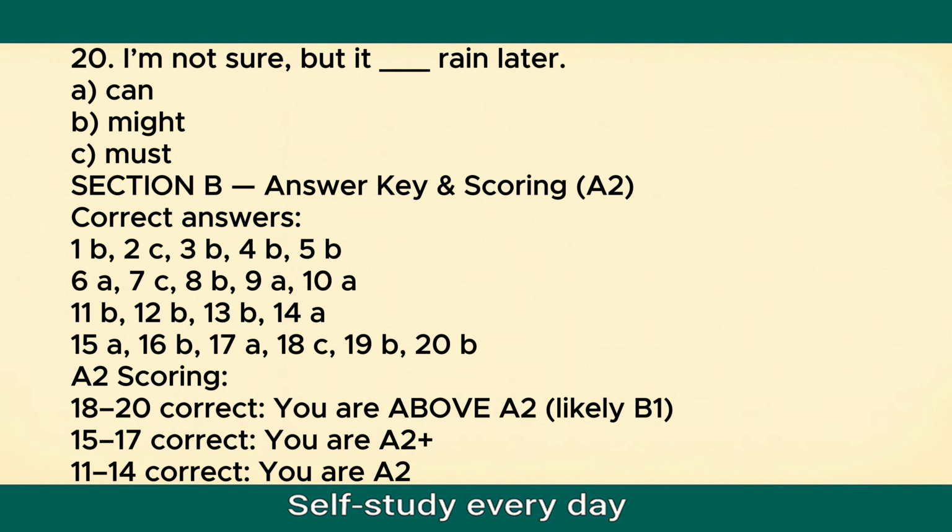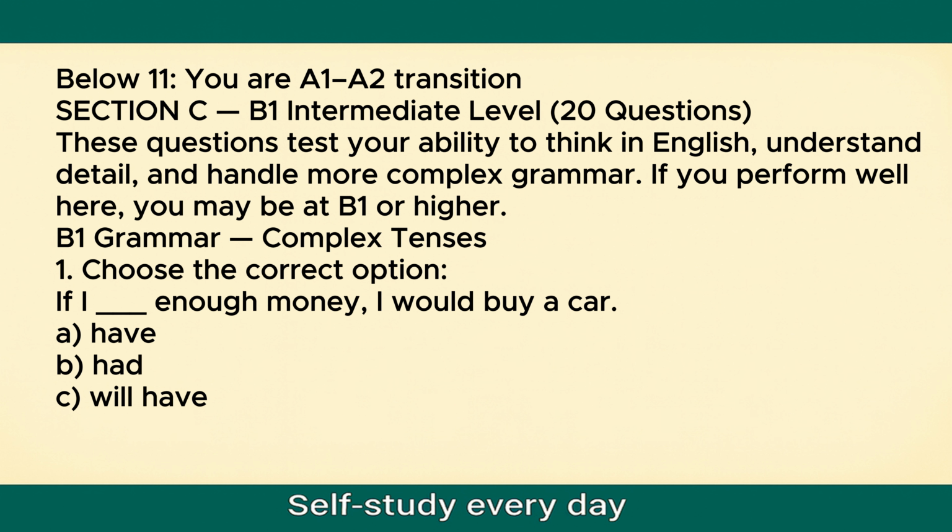20B. A2 scoring. 18 to 20 correct, you're above A2, likely B1. 15 to 17 correct, you are A2 plus. 11 to 14 correct, you are A2. Below 11, you're A1 to A2 transition.